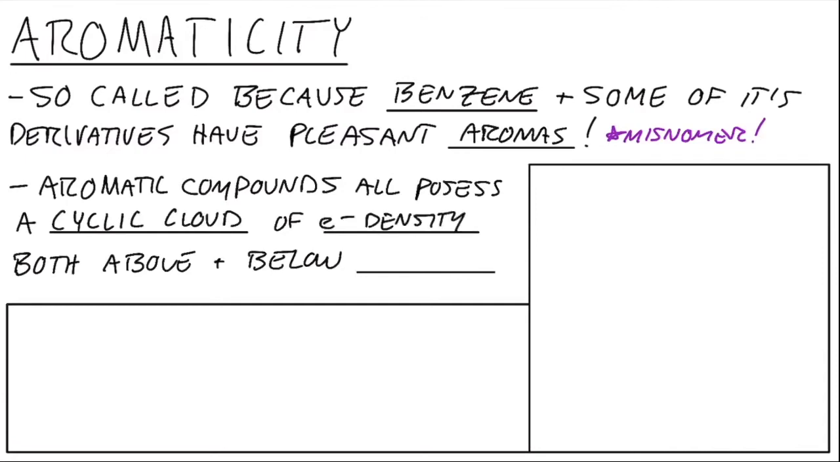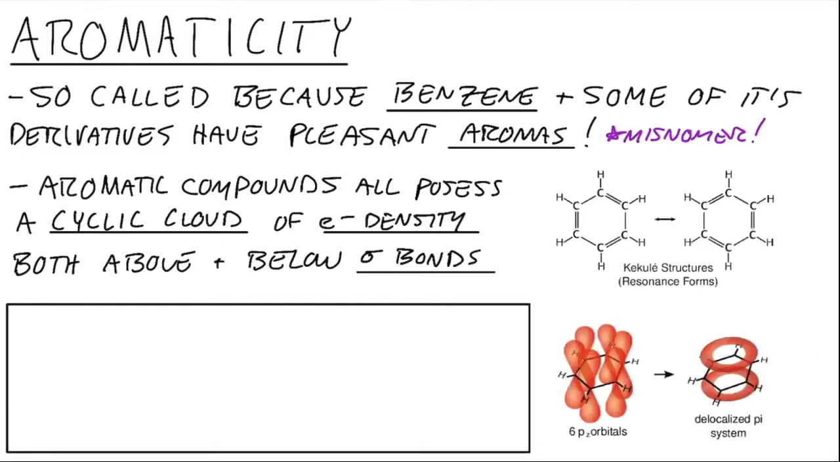And this cyclic cloud of electron density is present both above and below the sigma bonds of our molecule. So what does that look like? Let's take a peek at this sort of diagram. This is just from the Wikipedia on aromaticity. We can see our kind of regular Lewis structures style drawing of benzene.